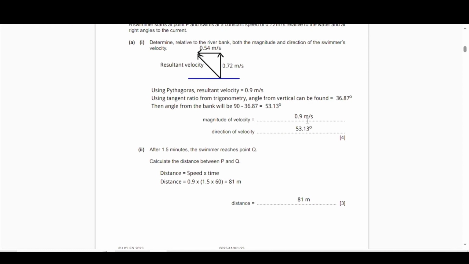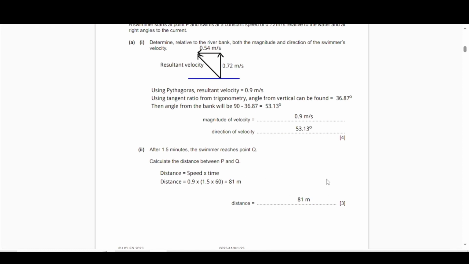So speed of the swimmer is 0.9 meters per second. And I know the time, that's 1.5 minutes. So obviously I need to make sure the units are all the same. If that is in meters per second, then I need to convert minutes to seconds. So that would be 1.5 times 60, which is what I've done here, to be able to get the total time. And then I want to be able to get the distance.